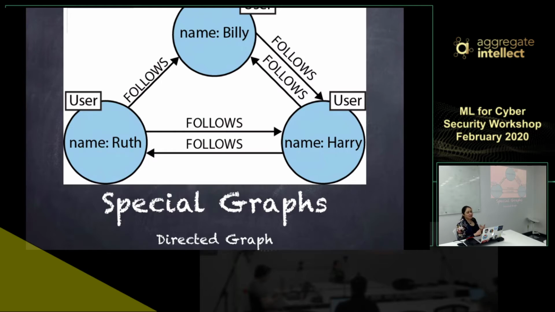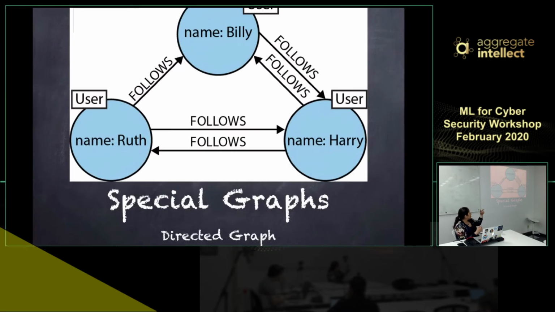One of them is the directed graph. In a directed graph, the relations between nodes are directed. For example, in a social media account like Twitter, Billy follows Harry, so there is an edge directed to Harry that shows he follows him, but he doesn't follow Ruth, but Ruth follows Billy. So it's always a relation, and it's not necessarily a two-way relation. It could be a one-way relation.